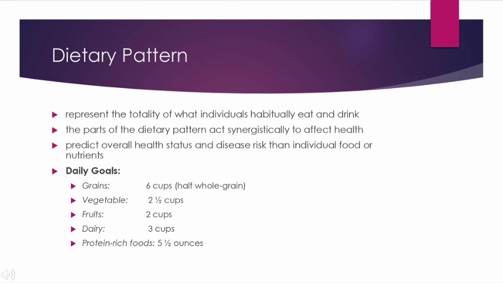Now, let us go to the daily goals provided in the slide. These are general recommendations for a standard diet. Grains, about 6 servings per day, with at least half coming from whole grains. Vegetables, about 2.5 cups. Fruits, about 2 cups. Dairy, about 3 cups. Protein-rich foods, about 5.5 ounces. These values are not strict rules but guidelines. They help us visualize a balanced plate.